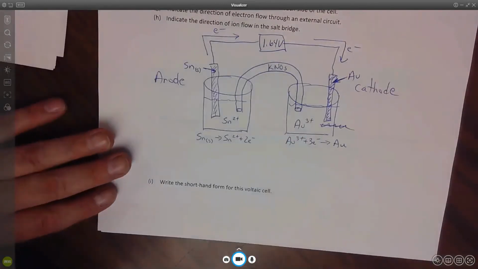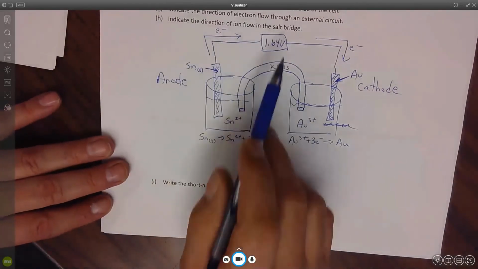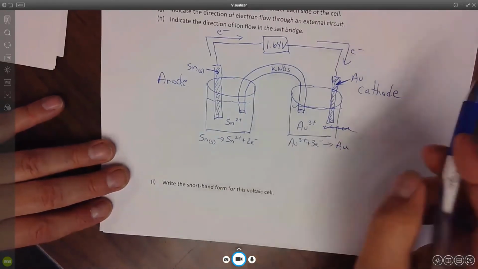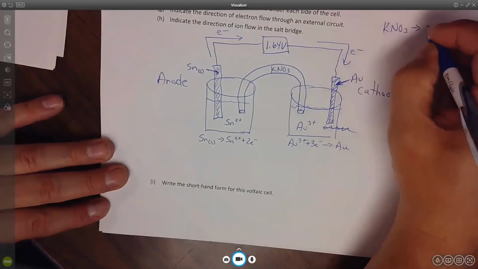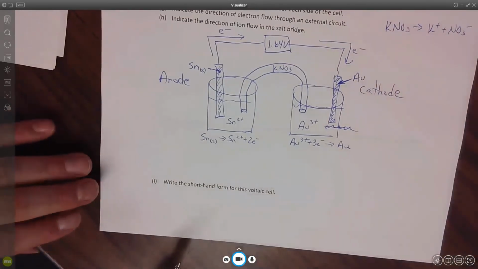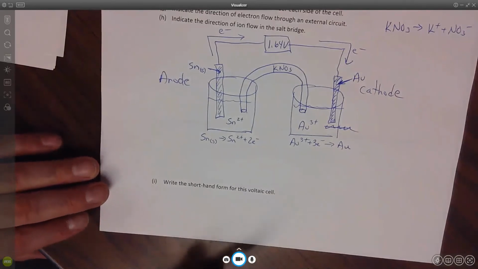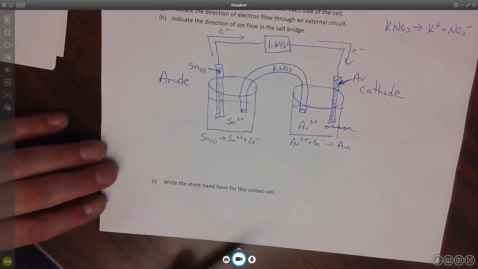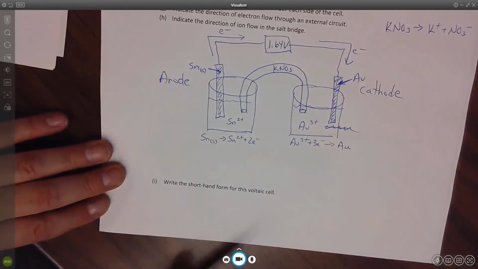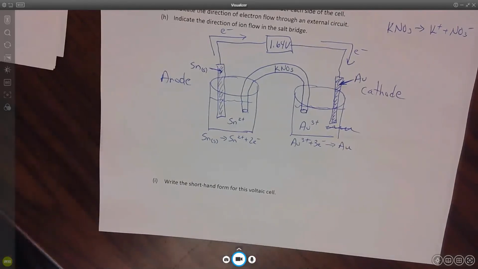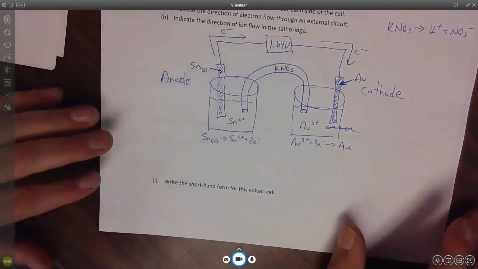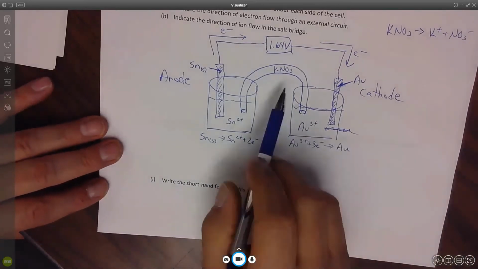Okay. And then it says indicate the direction of ion flow. So this is a strong electrolyte, potassium nitrate, rule number 1 and 2. So potassium and nitrate. Which way is my potassium flowing? Is potassium going towards the cathode? So the potassium is going to the right, towards the cathode.